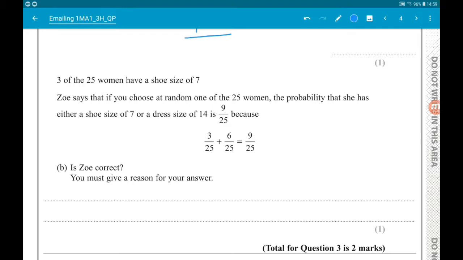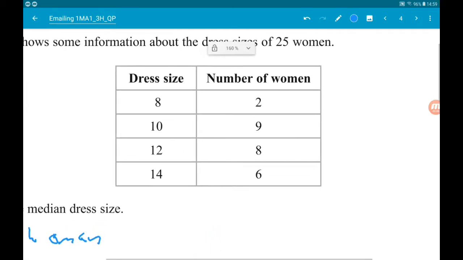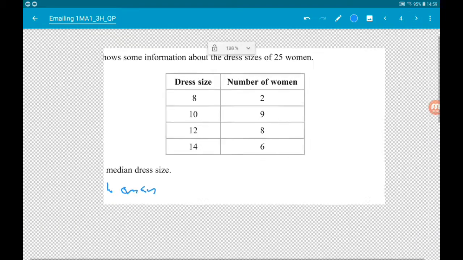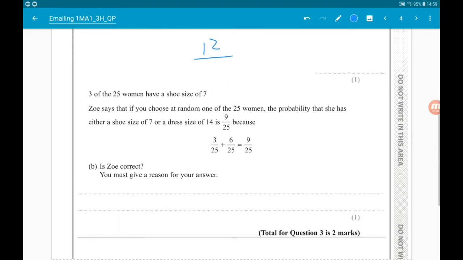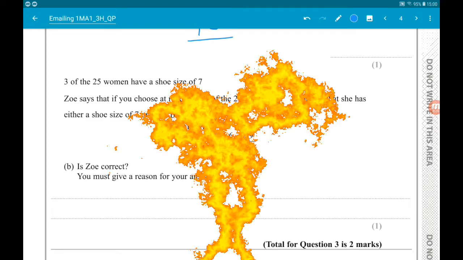Okay. So, the 6 out of 25 comes from the fact that 6 women have a dress size of 14. However, there's nothing here to say that a woman can't have a dress size of 14 and shoe size of 7. So, Zoe is not right, because a woman might have both.